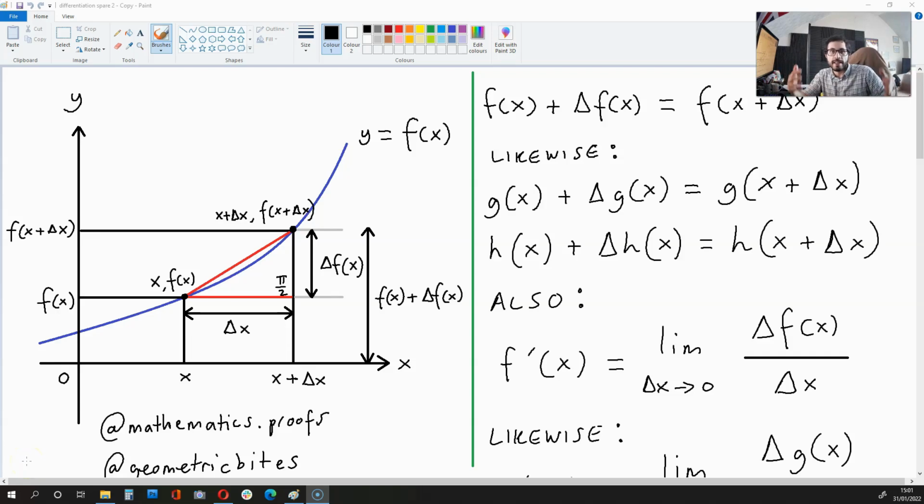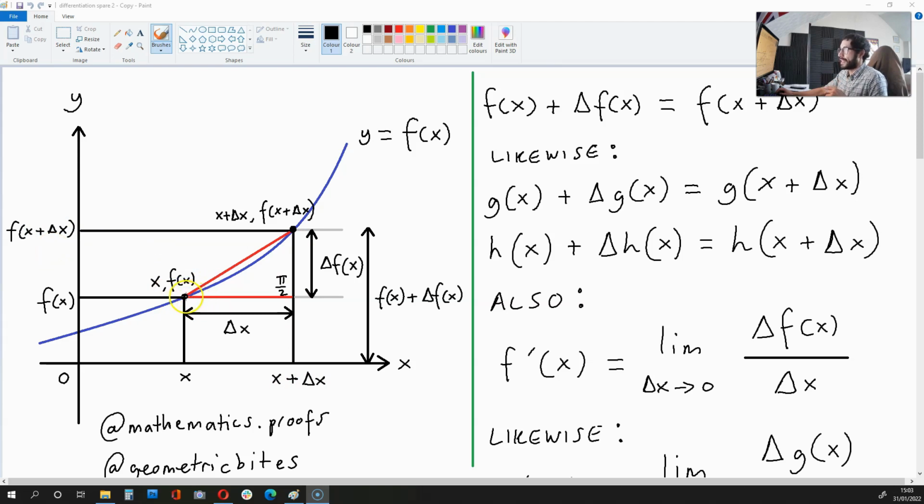Hello YouTube friends, in today's video I'm going to be showing you how to derive the product rule using an alternative technique. So what we have over here is y is a function of x, and this blue curve is this function. If this vertical over here is x, then this horizontal over here is going to be f(x). If this vertical over here is x plus change in x, then this horizontal over here is going to be f(x plus change in x).